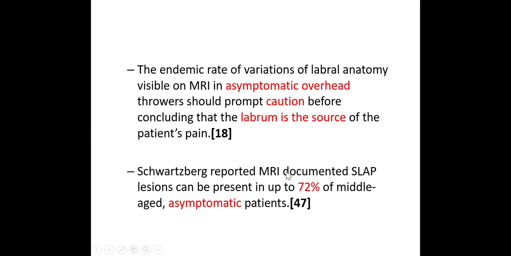Schwarzberg reported that MRI findings of SLAP lesion can be present in up to 72% of middle-aged asymptomatic patients. So this is a very huge amount.